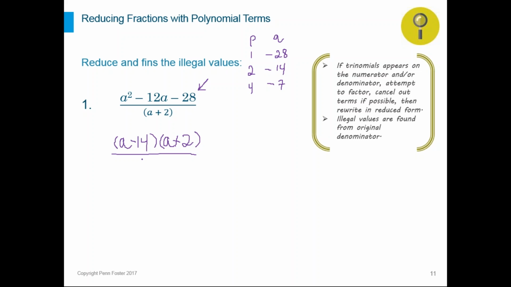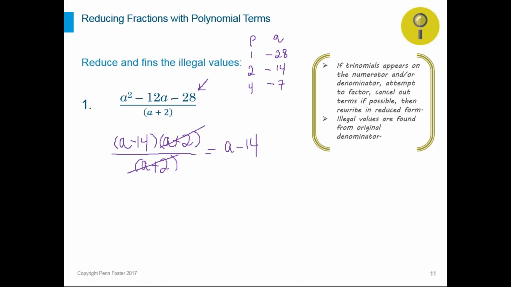Over, the question says over a plus 2. Now I see a plus 2, that's a factor, over itself. Just cancel out. Equals a minus 14. So a minus 14 is not a fraction, but this is the reduced form of the fraction given.